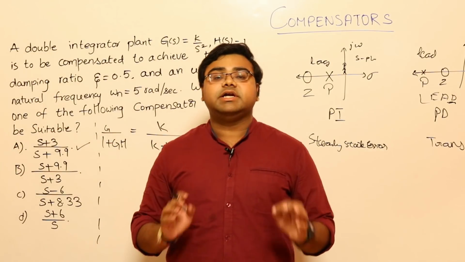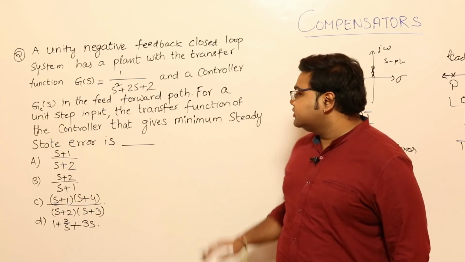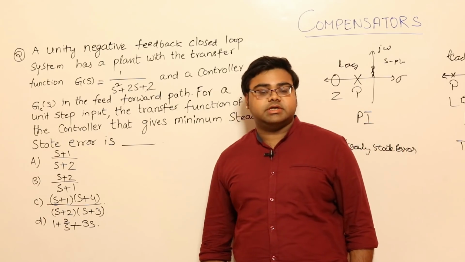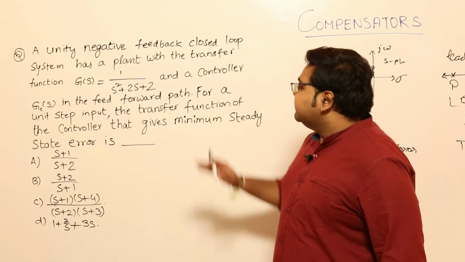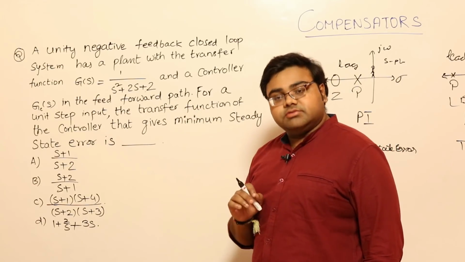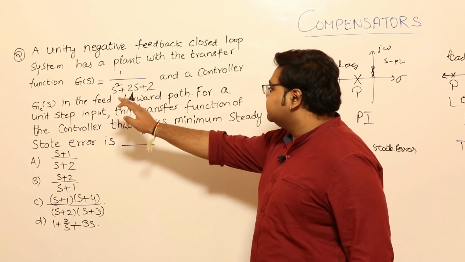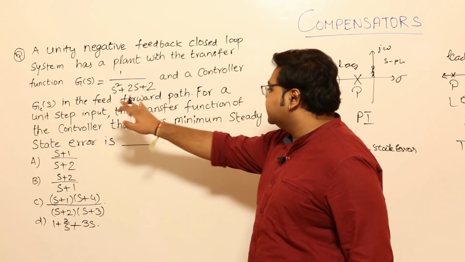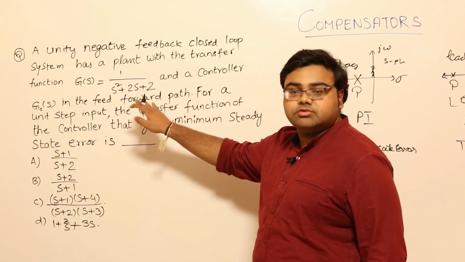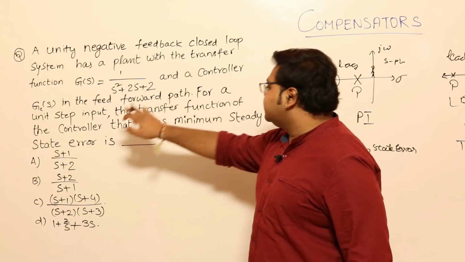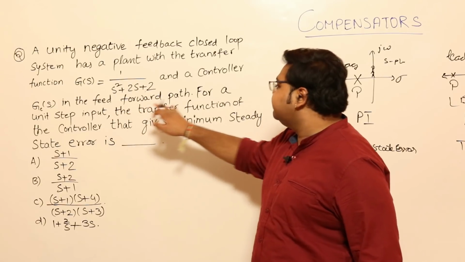Now let us see another interesting question. Let us look at this question again on compensators and controllers. If you read this question very carefully, let us read it first. A unity negative feedback closed loop system has a plant with the transfer function G(s) equals 1 by s square plus 2s plus 2, and a controller Gc(s) in the feed forward path.